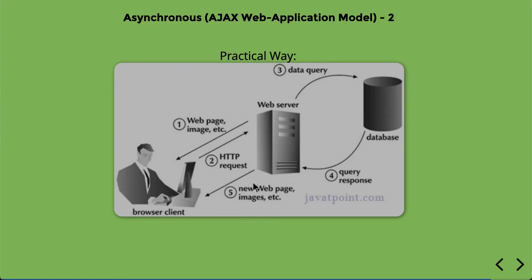But here you can see that this image is wrong, in which it shows new web page images. What it needs to show is only the current data, what the user requested, and only that data will the user get to update his or her UI. So this is the asynchronous technology, and that's why it is very popular in the market.